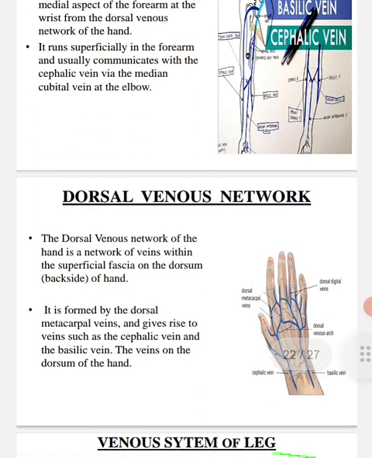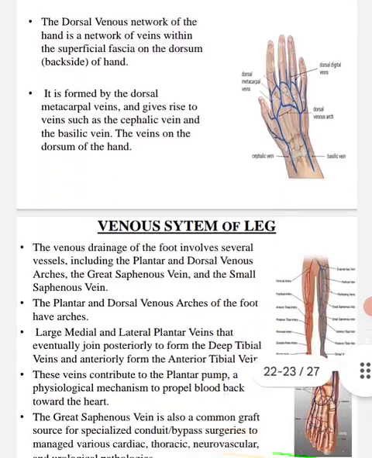The dorsal venous network of the hand is a network of veins within the superficial fascia on the dorsum, the backside, of the hand. It is formed by the dorsal metacarpal veins and gives rise to veins such as the cephalic vein and the basilic vein. The veins on the dorsum of the hand.